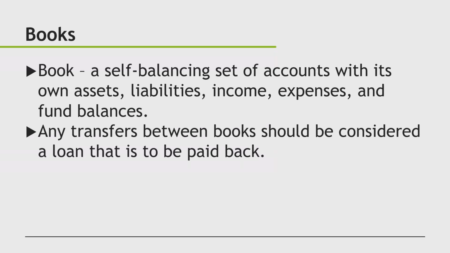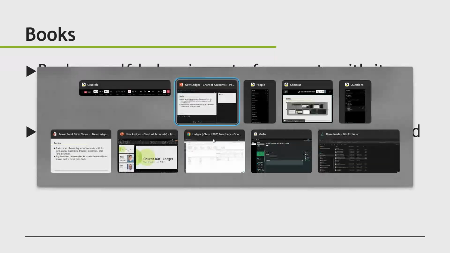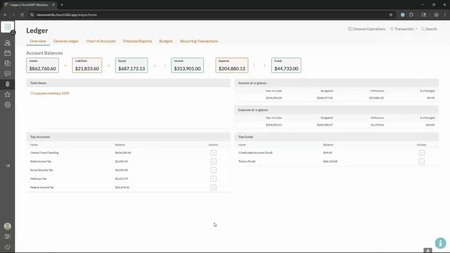Like if the church is giving some money to the school or vice versa, typically that's a loan to be paid back. Now, in order to get a little bit better understanding of books, I want to go ahead and switch over to the ledger here, and let's talk about how we get to our books.